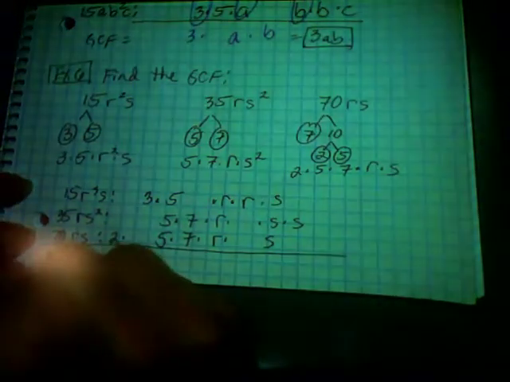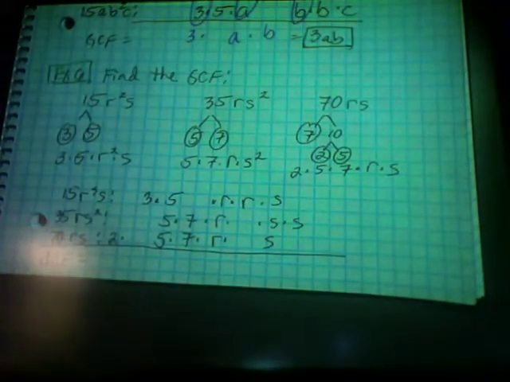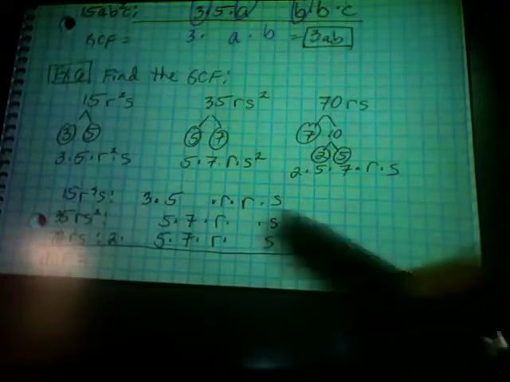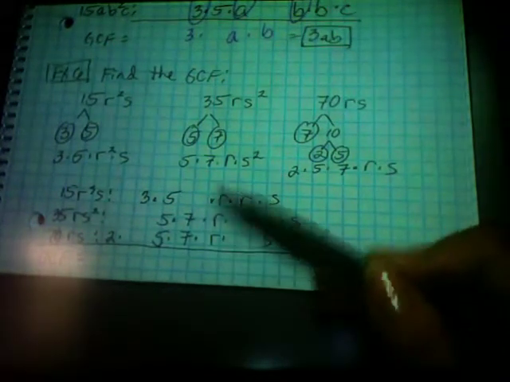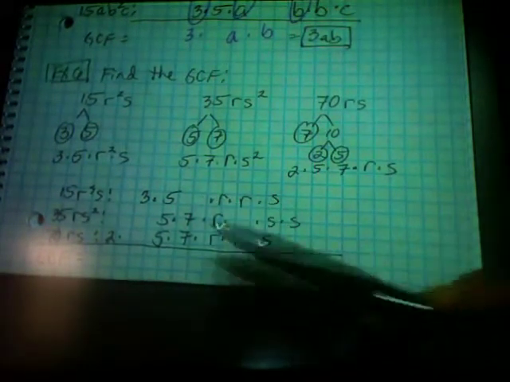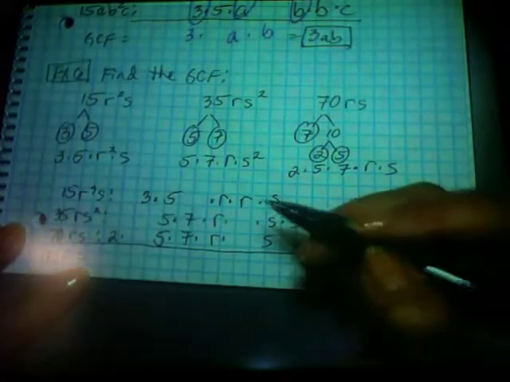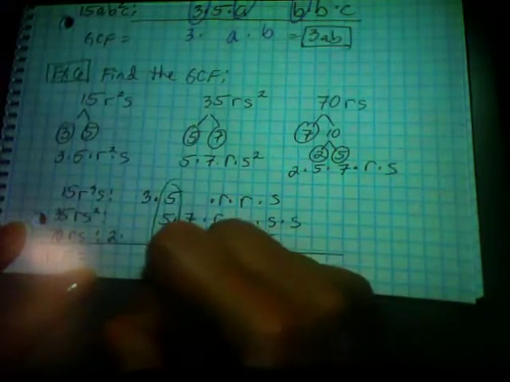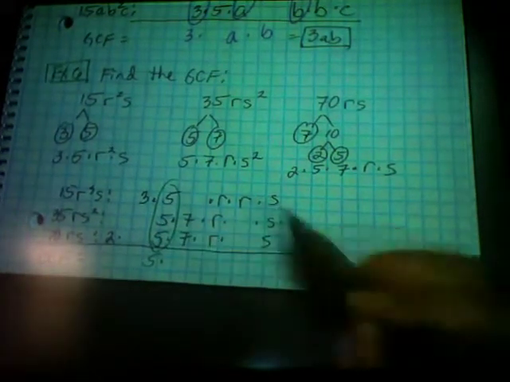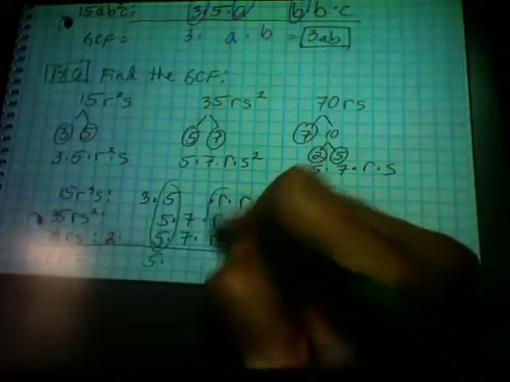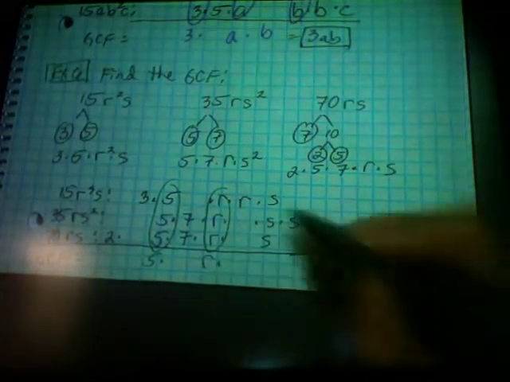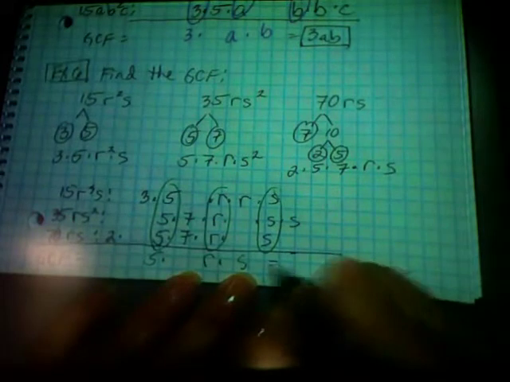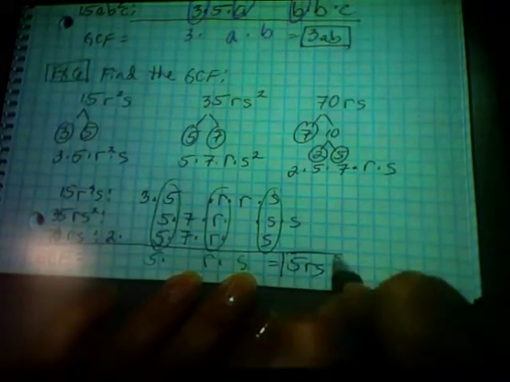Remember, for there to be a GCF, all 3 have to have it in common. So is 7 a common factor? Is 7 common? Nope, because this one's missing it. So what do they have in common? All three. What's the first one? They all have a 5 in common, right? So bring down 1 5. They all have what else? An R. So bring down an R, and what else? An S. So your GCF is 5RS.